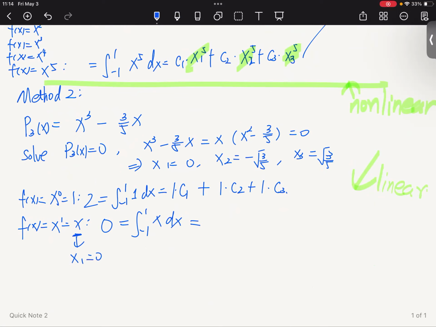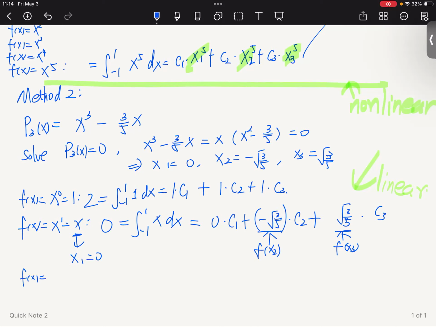So the first thing we get is 0 times c1, and then for the second one we get negative square root of 3 over 5. This is because this one is f(x2), times c2, and then square root of 3 over 5 times c3, and this is f(x3). And you will see these are linear equations about c1, c2, c3.